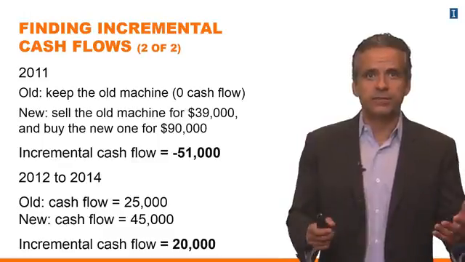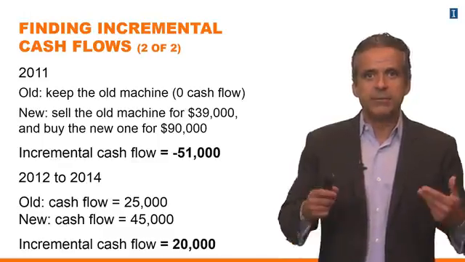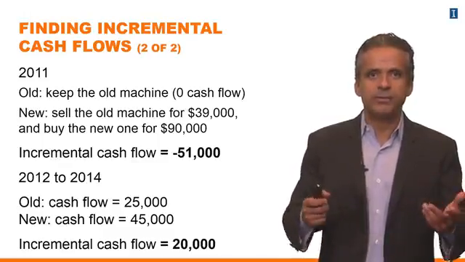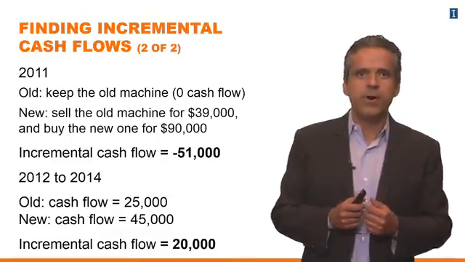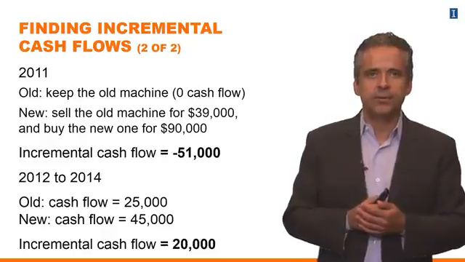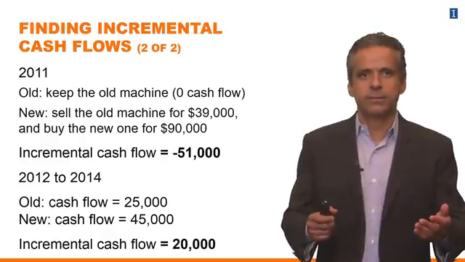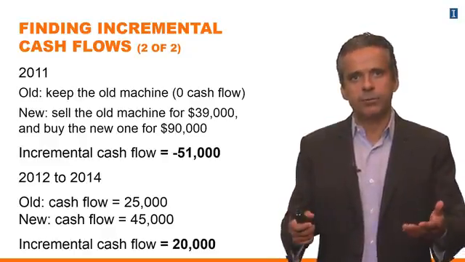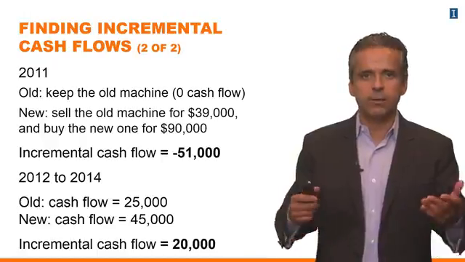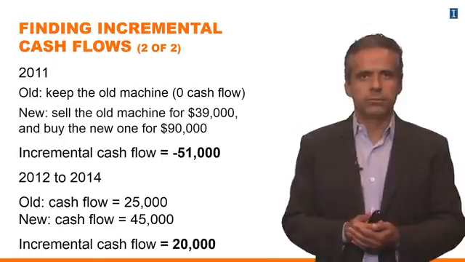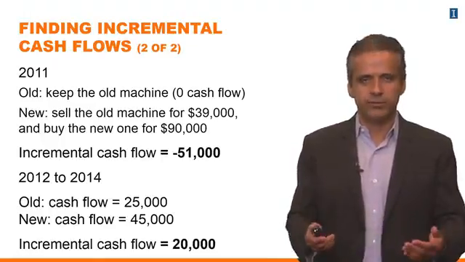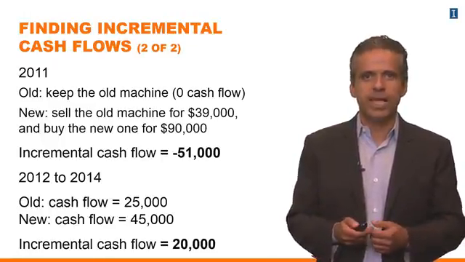Okay? So in 2011, the incremental cash flow would be minus 51,000 because you can sell the machine for 39,000 and you have to buy the new one for 90, so the incremental cash flow is the difference. And then from 2012 to 2014, the incremental cash flow is 20,000, right? The difference between new minus old. So if you use the new minus old idea, you should have been able to obtain those.